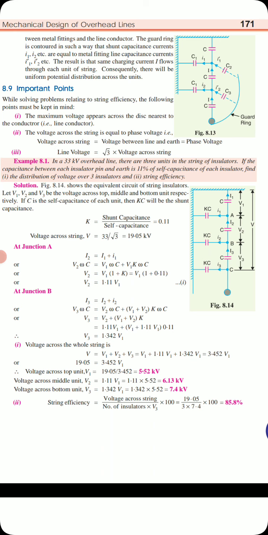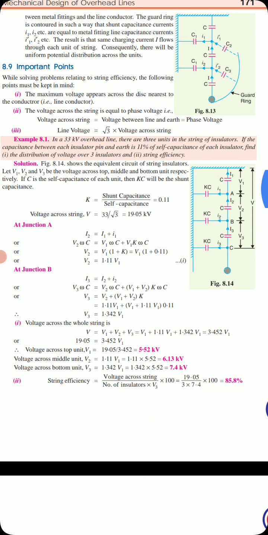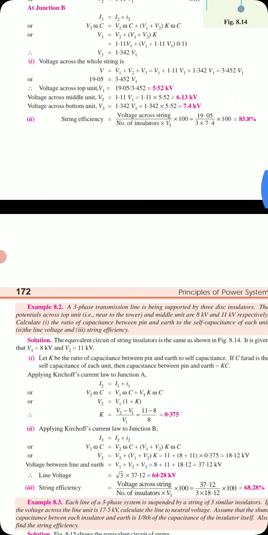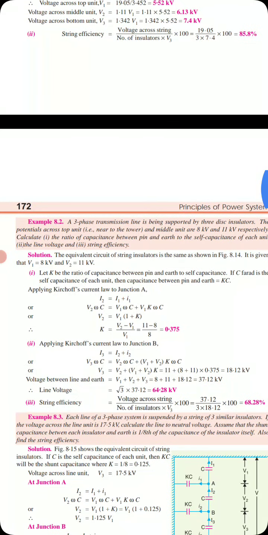To find the string efficiency, what is the equation? Voltage across the string divided by number of insulators into V3. So total voltage is 19.05 kilovolt divided by 3 into the lowest insulator, which has 7.4, which gives 85.8% of the string efficiency. One more problem we'll see here.